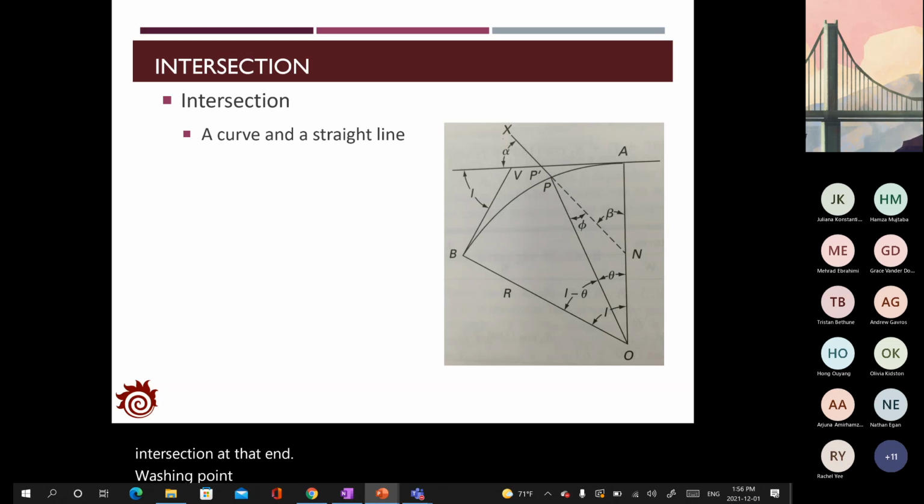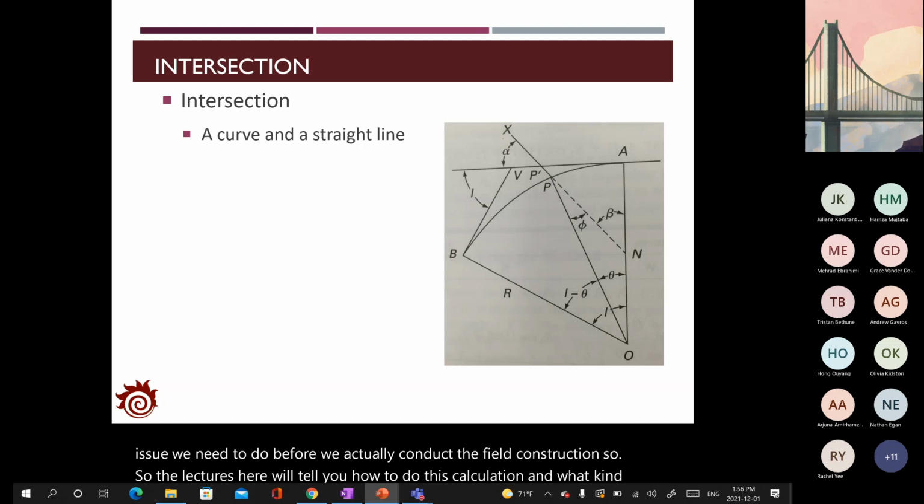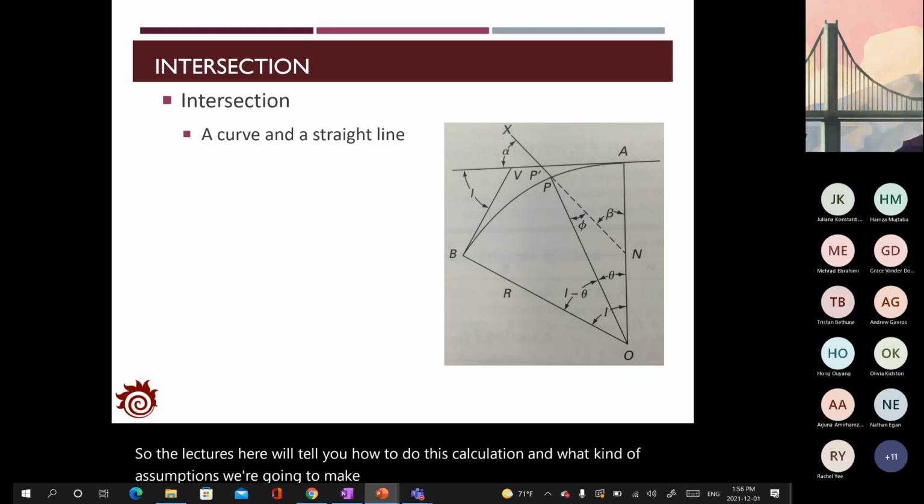And how to identify the location of the crossing point is another issue we need to do before we actually conduct the field construction. So the lectures here will tell you how to do this calculation and what kind of assumptions we're going to make for this specific problem.